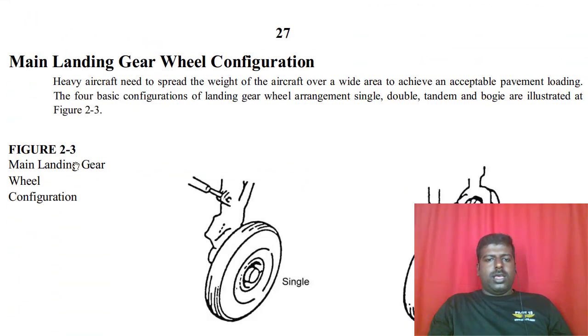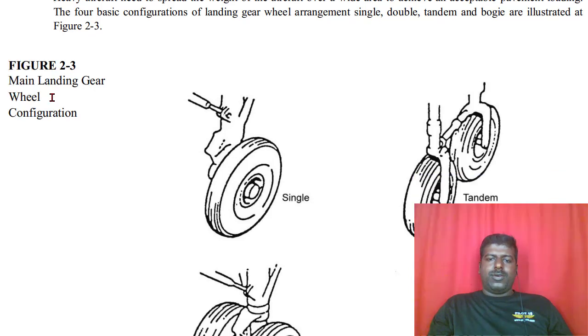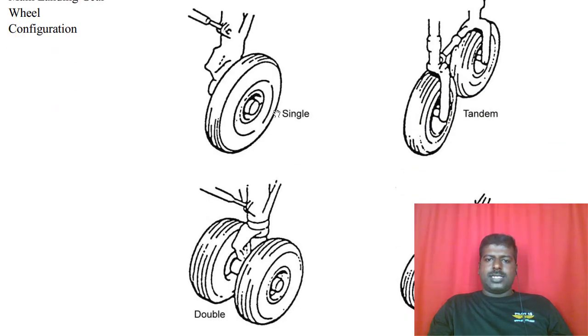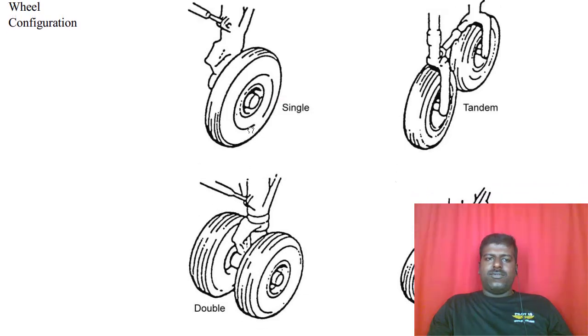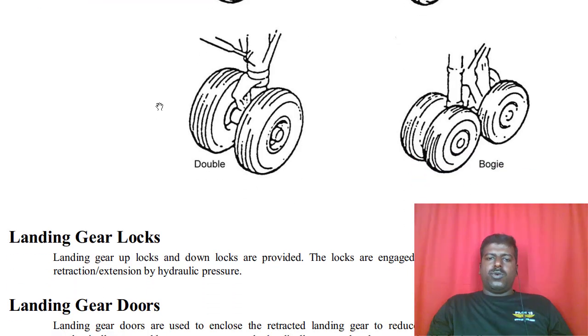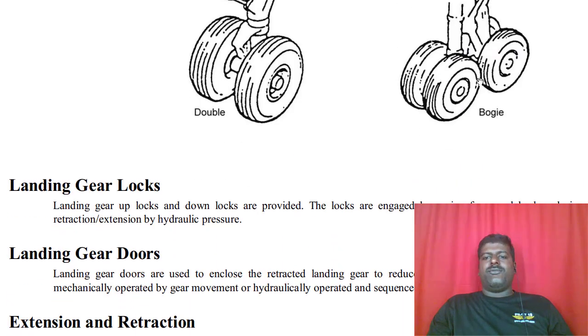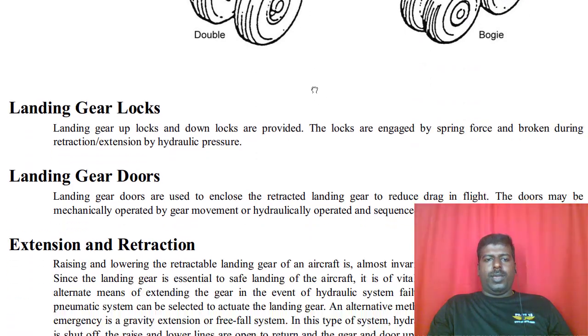Okay. Then comes the types of configuration of main landing gear. From the images you can understand that. If the wheel is single, then it is called a single wheel configuration, and when one is behind the other, it is tandem, and when two of the wheels are side by side, then it is called a double landing gear, and if there are four or more, then it is called a bogie.